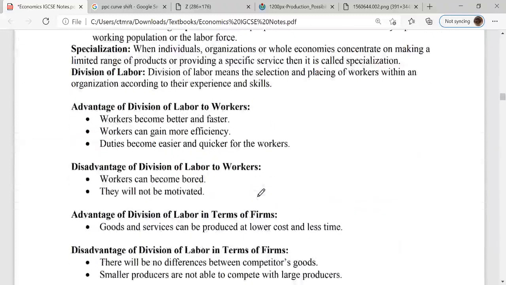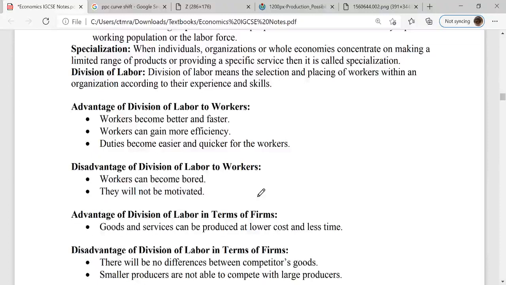Okay. Then we have division of labor. Division of labor means splitting the work among the workers of a production process. So first of all, you break down the production process into small parts and assign them to workers who are specialized in it.